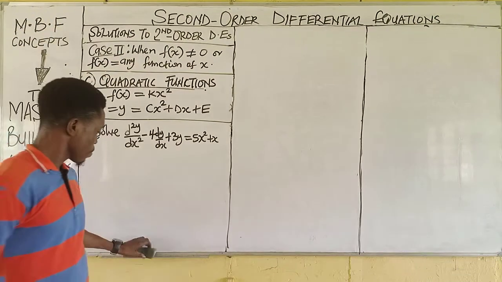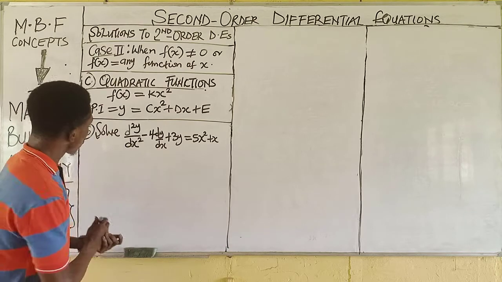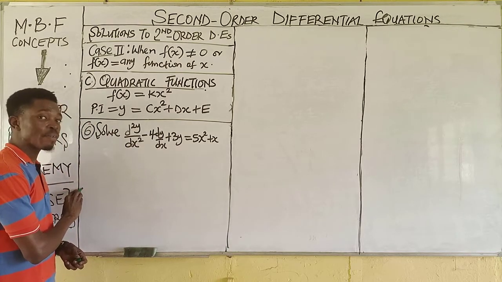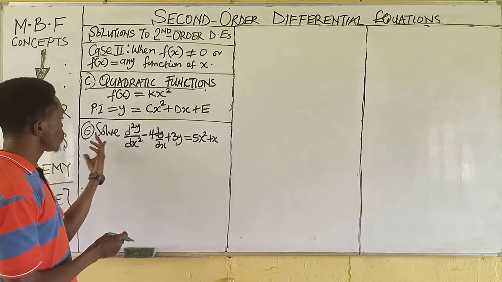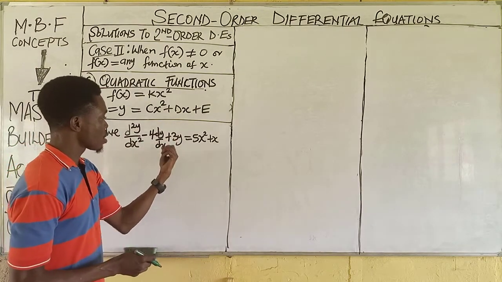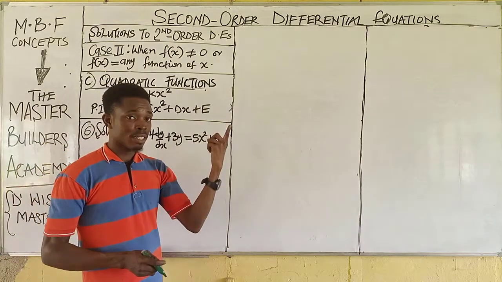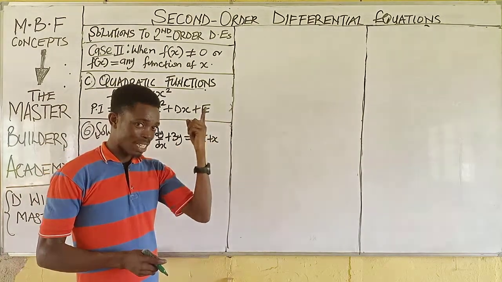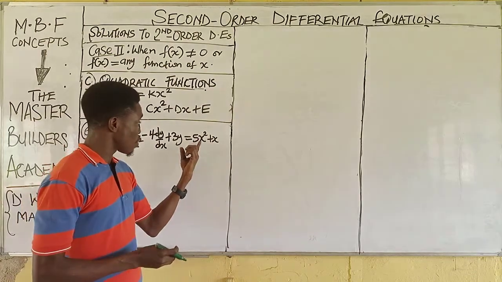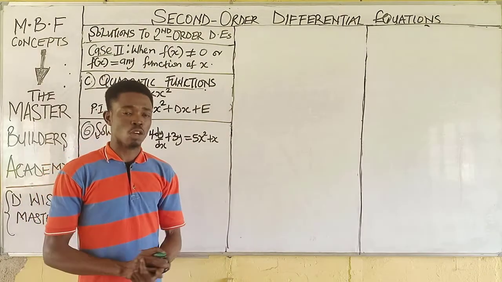Now guys, we have question number 6 on the board. Okay? Question number 6 on the board. We are asked to solve d squared y over dx squared minus 4 dy over dx plus 3y is equal to 5x squared plus x. x squared shows that we are dealing with a quadratic. This first term is what controls. Forget about every other thing that comes behind.